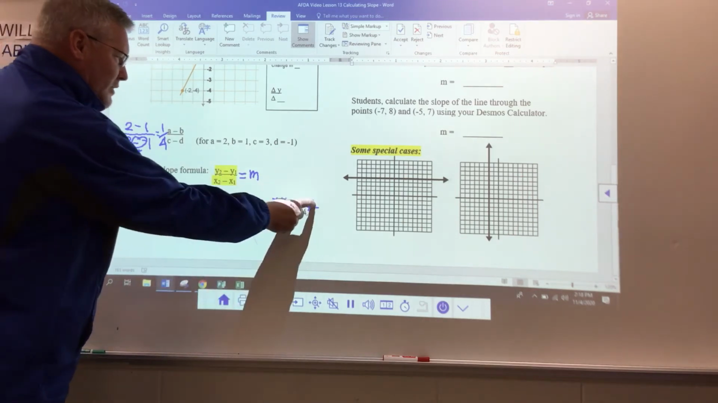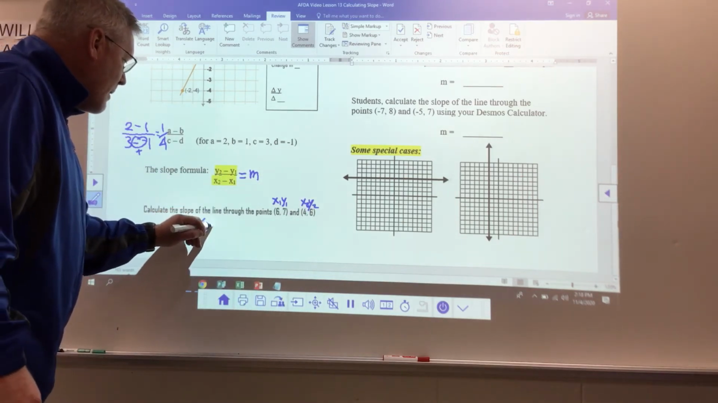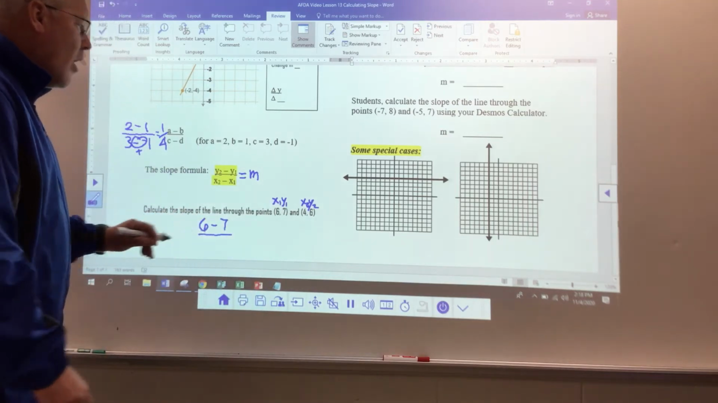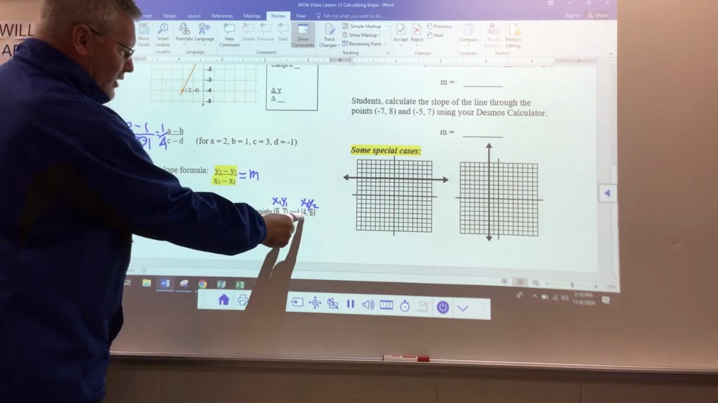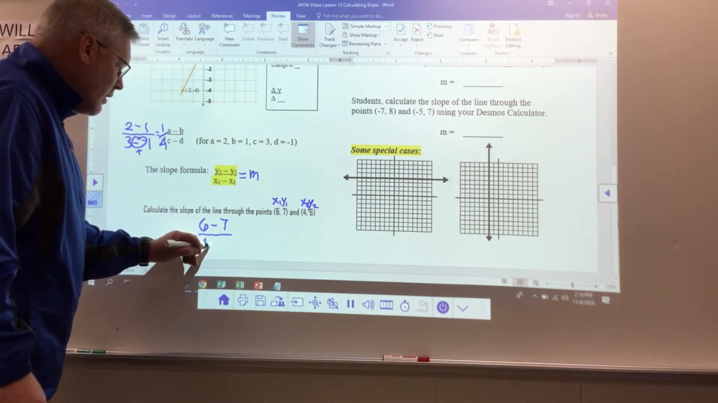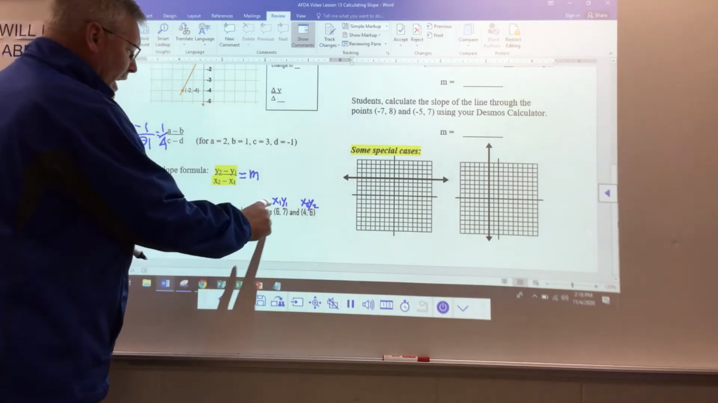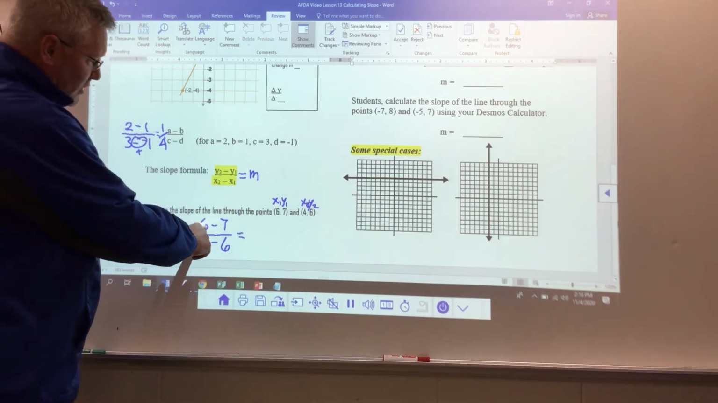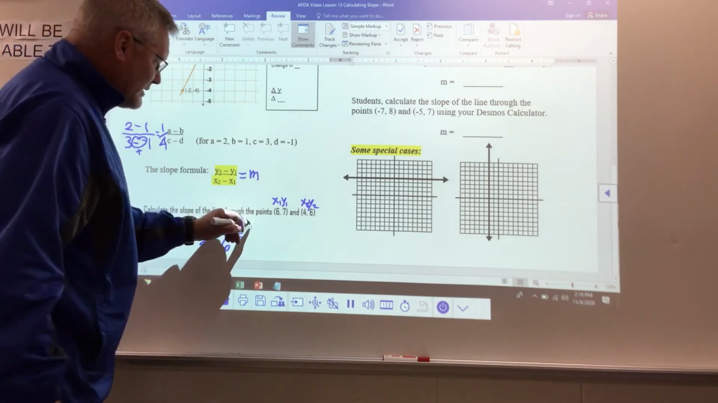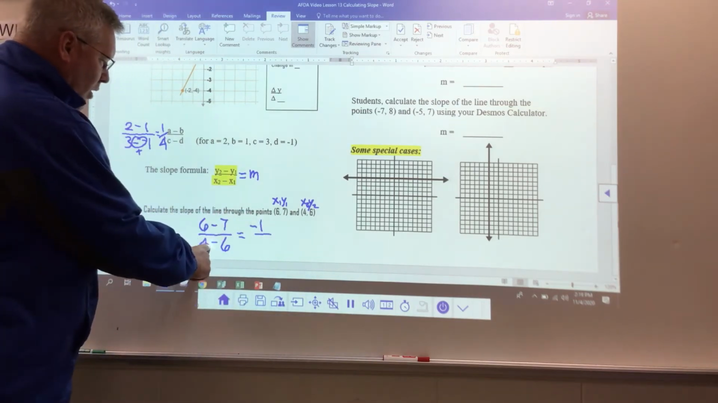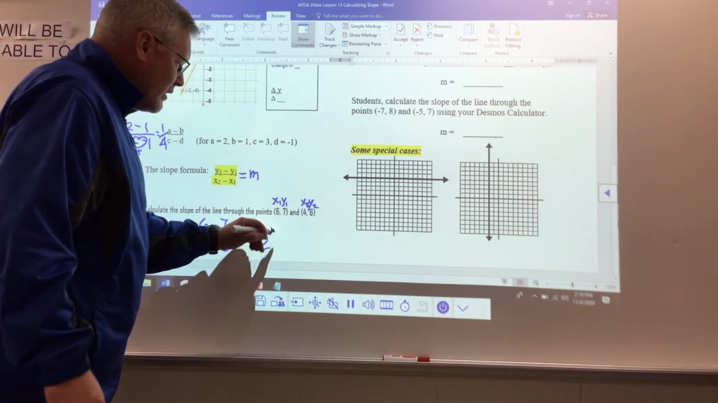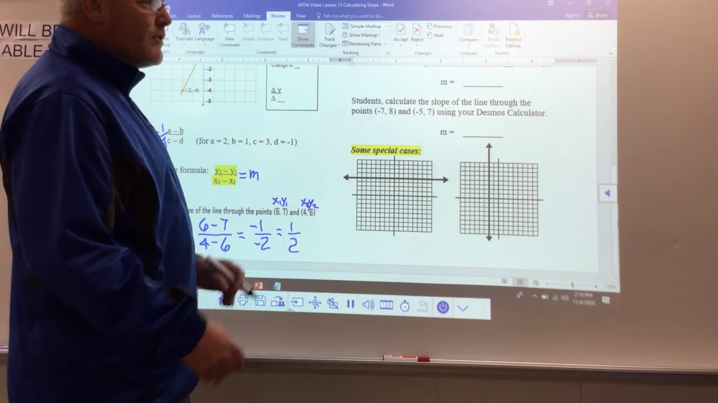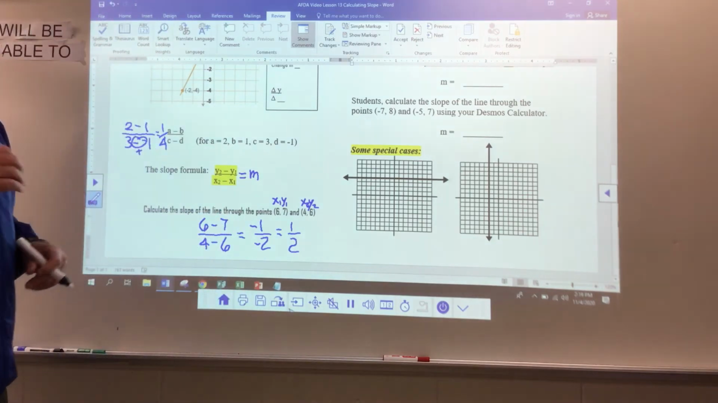So my y for point 2 is 6 minus my y for point 1, which is 7, all over top of my x for point 2, which is 4, minus my x for point 1, which is 6. So then I do the math, subtract the 2 numbers twice. 6 minus 7 is negative 1. 4 minus 6 is negative 2. Now you guys know a negative over negative is a positive. So the answer for that turns into 1/2.